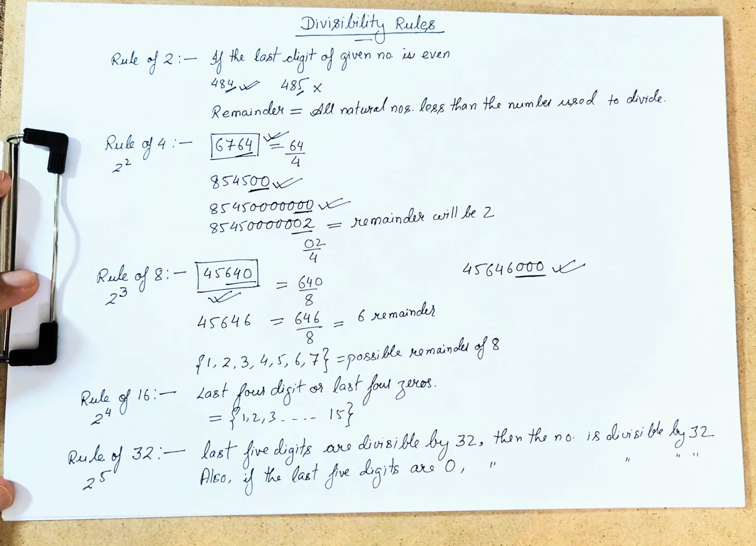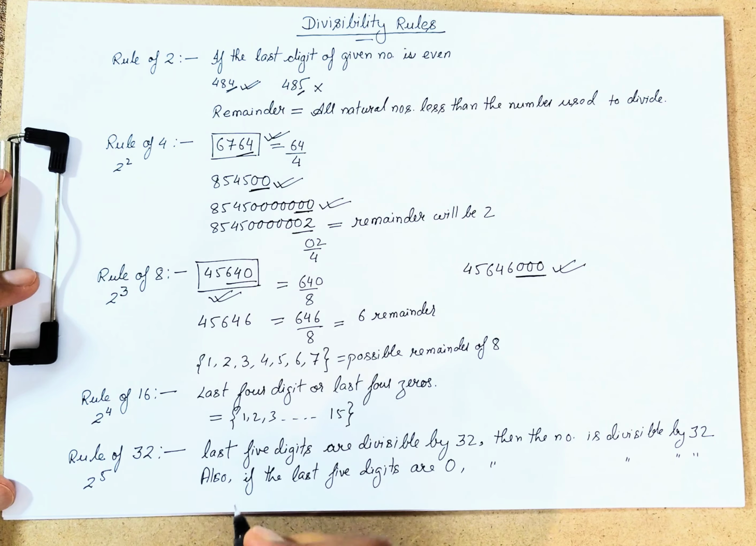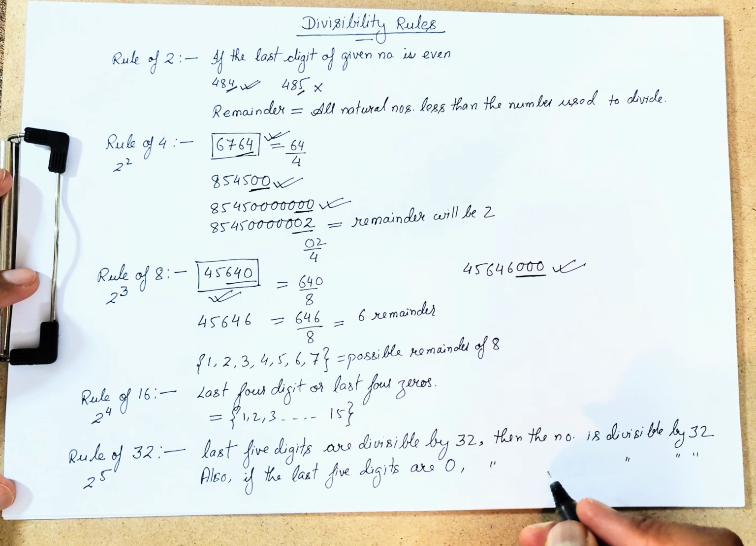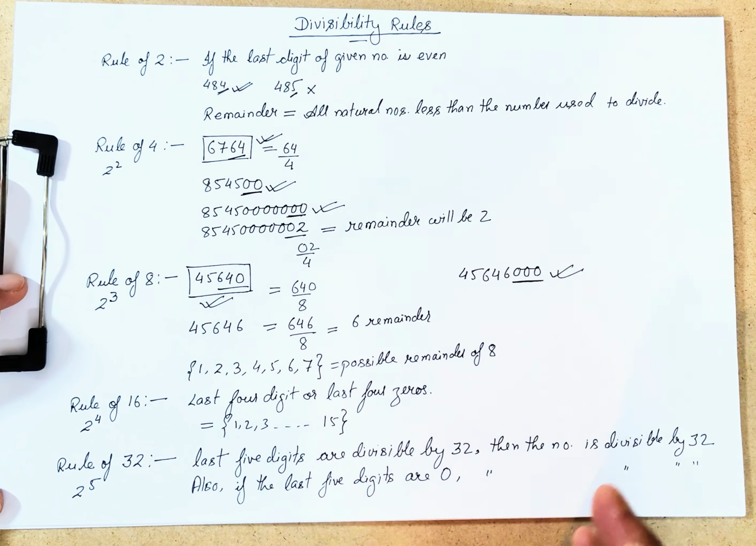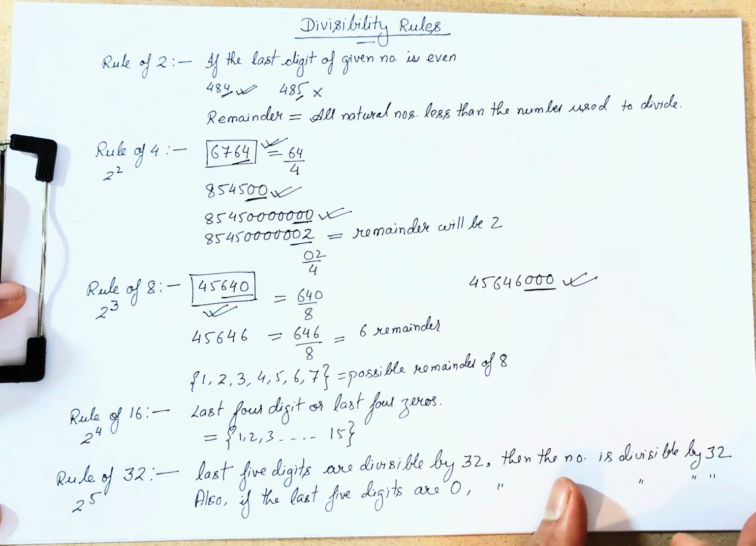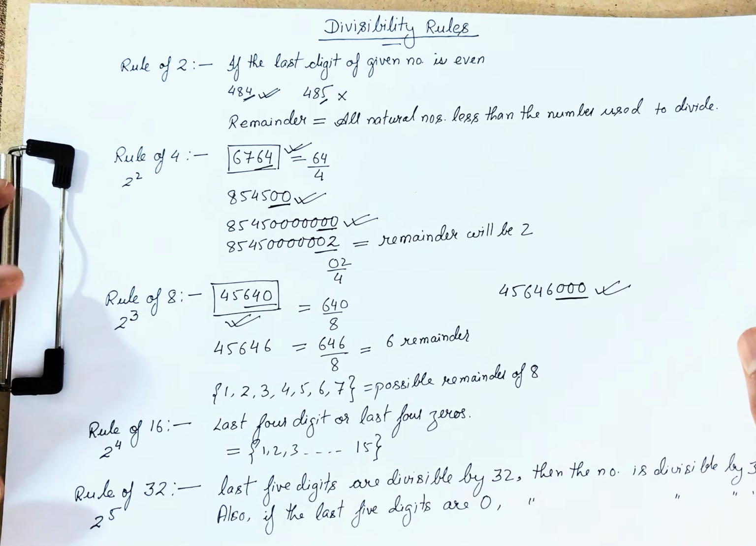So similarly, we can define the rule for 64, again 2 to the power 6. So if the last 6 digits are divisible by 64, in that case the complete number is divisible by 64. Or if the last 6 digits are 0, then the complete number is divisible by 64.